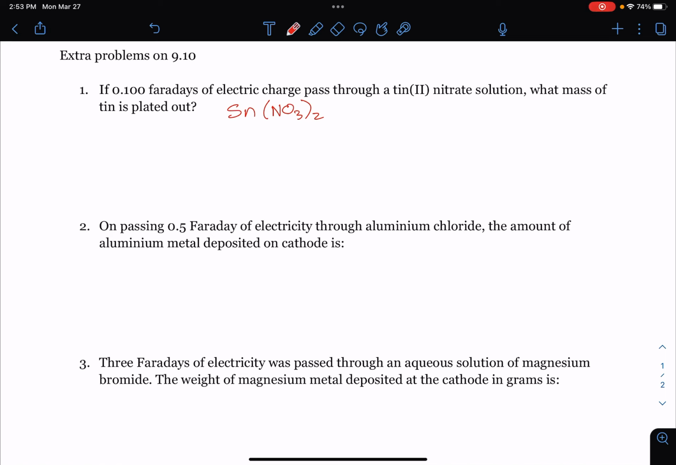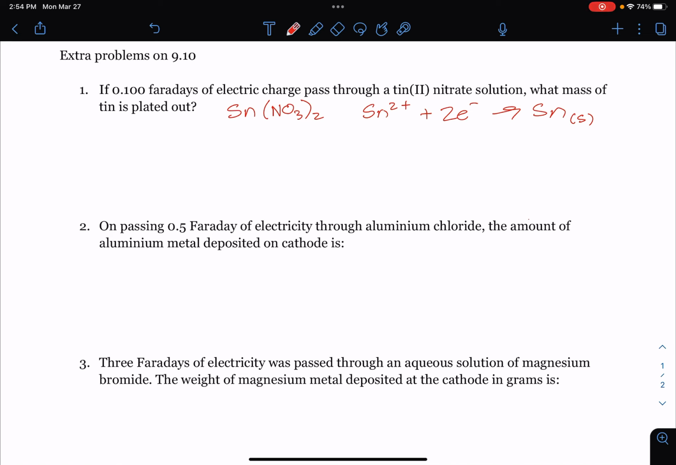In the half reaction, tin 2+ is going to gain 2 electrons and then plate onto the electrode as solid tin. So solid tin is going to be plated onto the solid tin electrode.